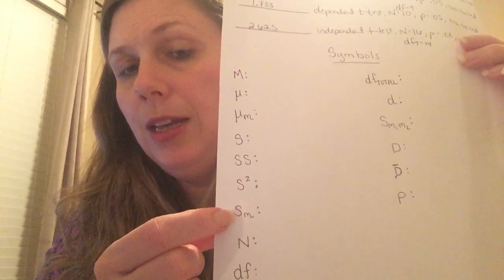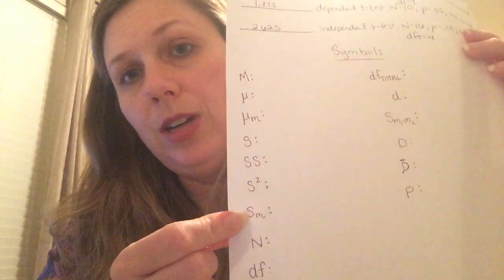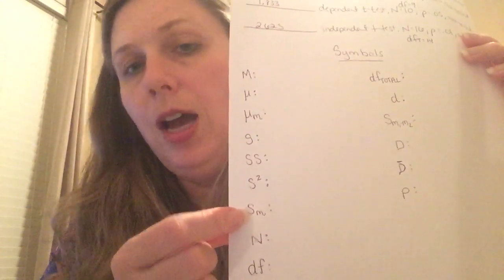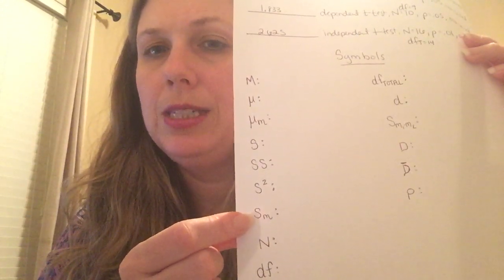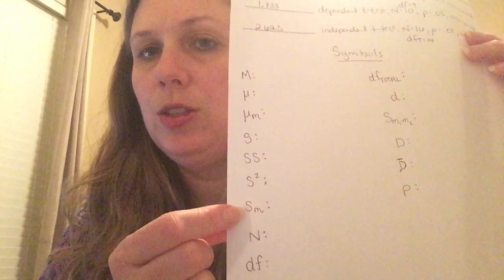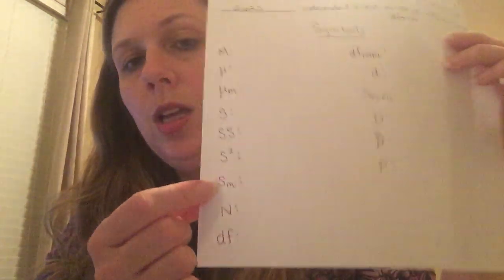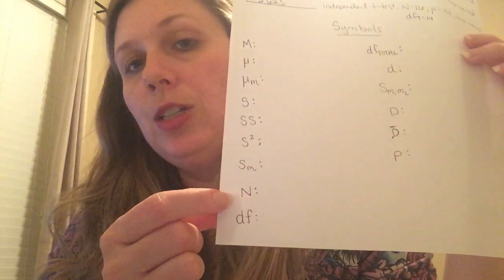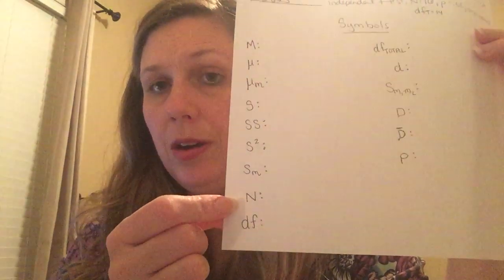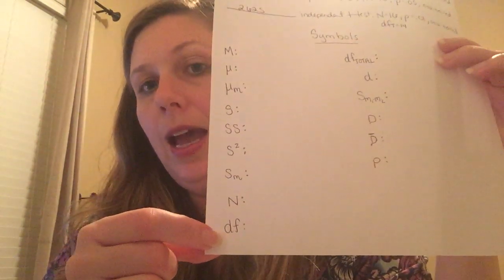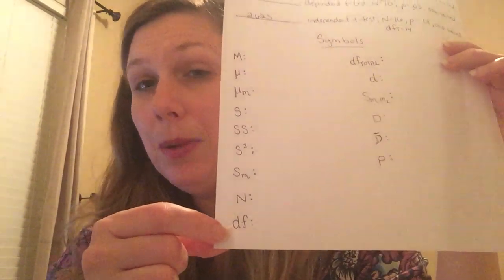S with the little m next to it is the classic symbol for standard error. Technically for us, it is the standard error for our one sample t-test and for our dependent samples t-test. You could look at your formula sheet and you'll see there's an SM formula for both of those. Capital N is your sample size, technically your total sample size of whatever it is you're talking about. DF is your degrees of freedom, which is typically n-1.